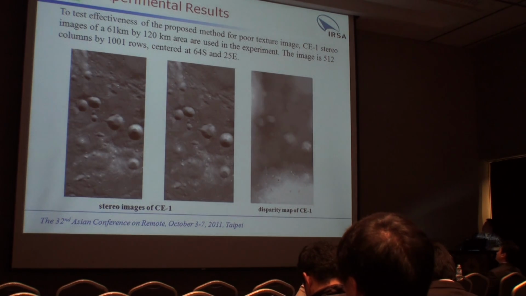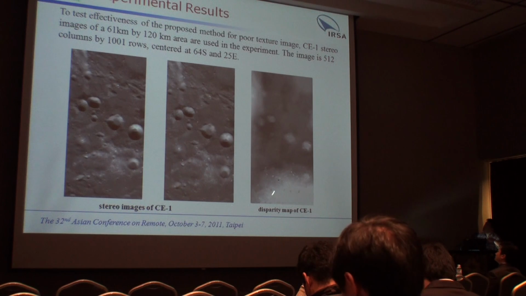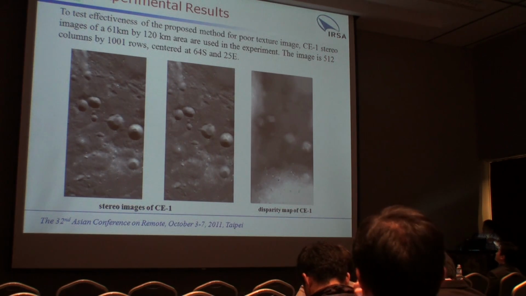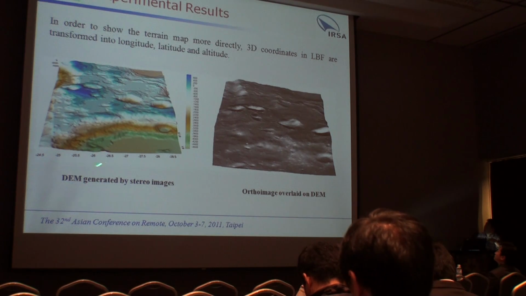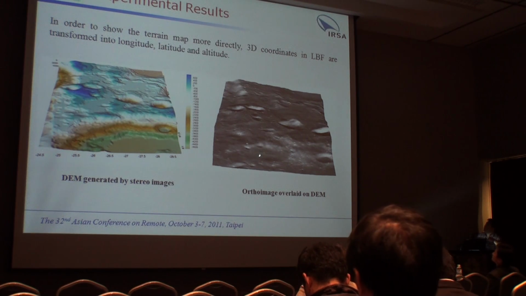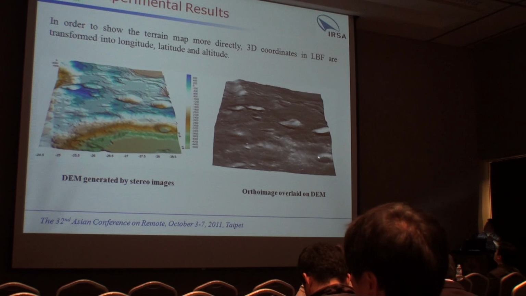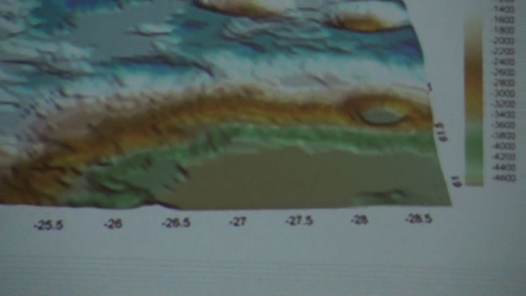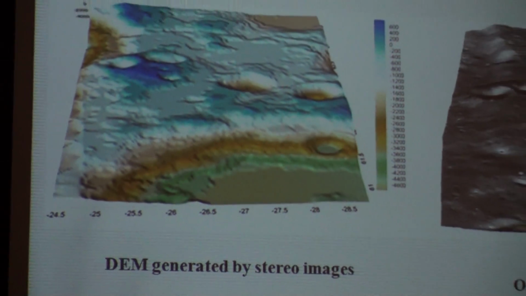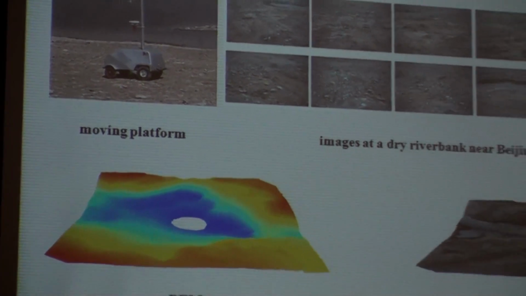These are the channel 1 image and the disparity map. Here is the automatically generated DM. This is also the image overlaid on this DM. So we see these craters and the slopes are revealed quite nicely. These are just our preliminary results.